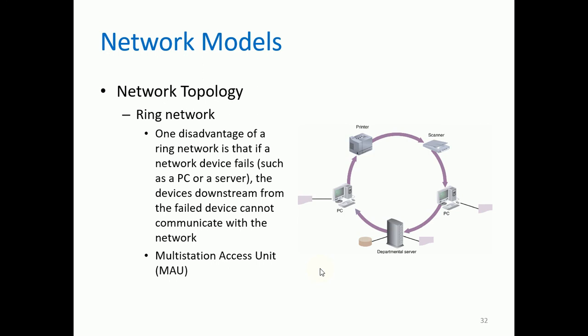We have another one, the ring network. One disadvantage of a ring network is that if a network device fails, such as a PC or a server, the devices downstream from the failed device cannot communicate with the network. So, for example, if there is a failure here, the printer and the scanner cannot be connected if they are downstream from the failed device. We have a multi-station access unit as an example of a ring network.